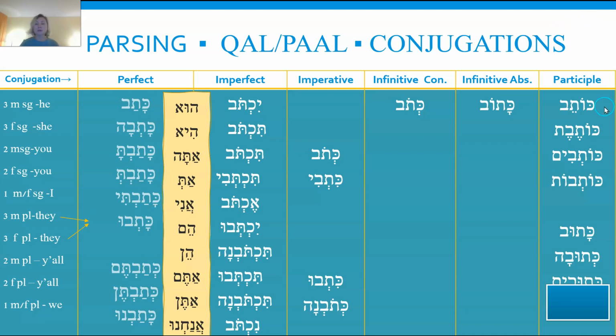So we have kotev, writing. Let's use it as an adjective at the moment, writing. Kotevet, writing, but talking about a woman, feminine. Kotvim, writing, men. Kotvot, writing, women.